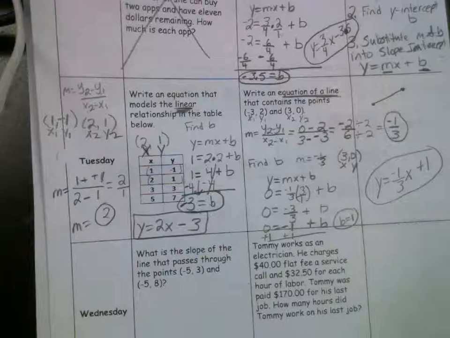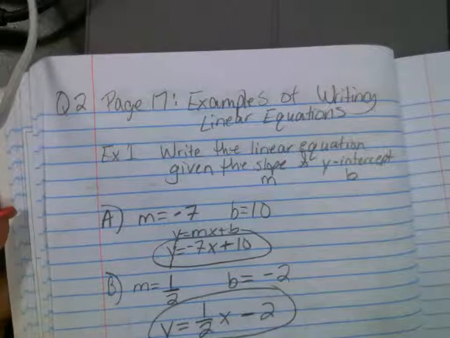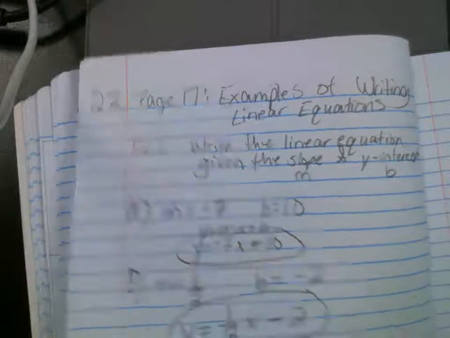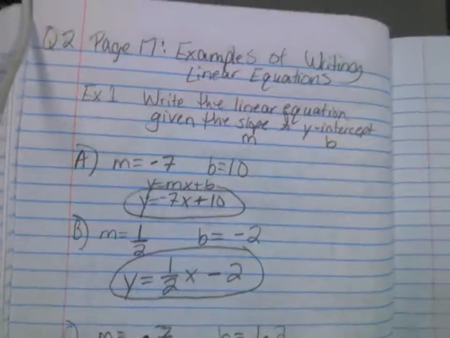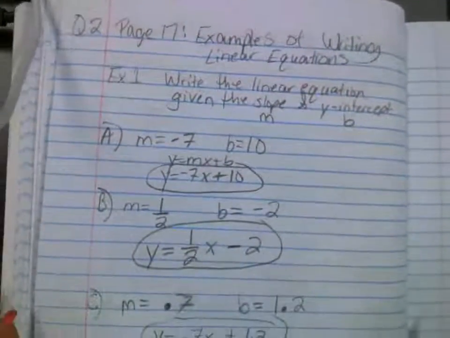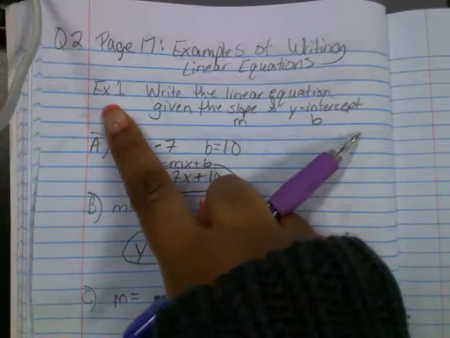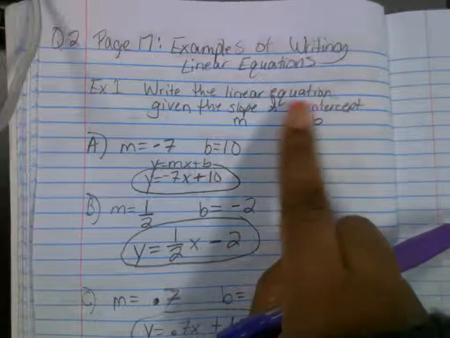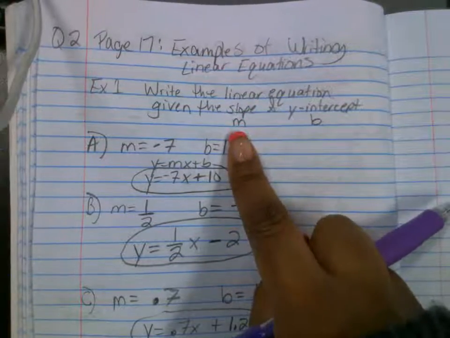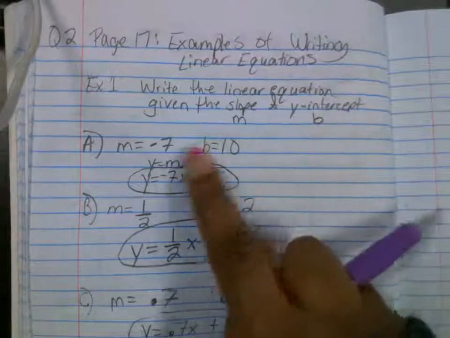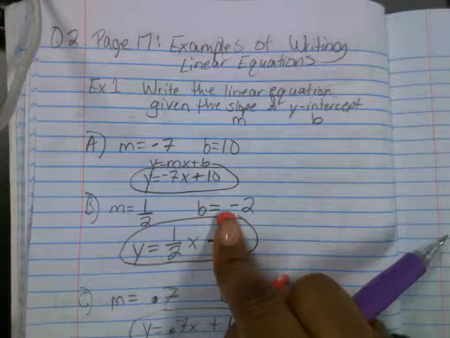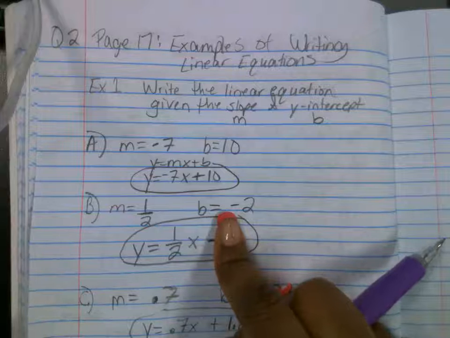Okay. Take out your notebook. All right. We're going to finish up page 17, doing some examples. I'm going to go over what we did yesterday: write linear equations given the slope and the y-intercept. Slope is m, y-intercept is b. So if they give you m and b, all you're doing is just plugging those values in. That's all you have to do.